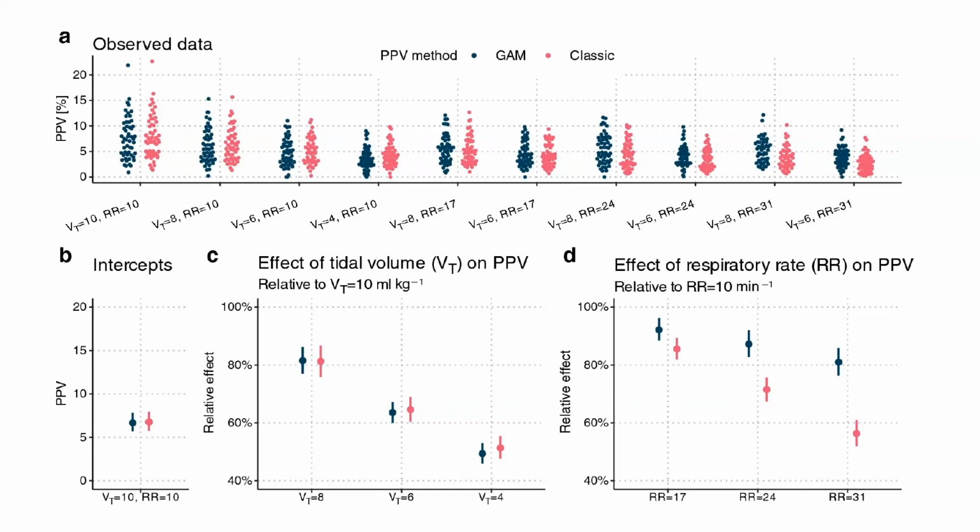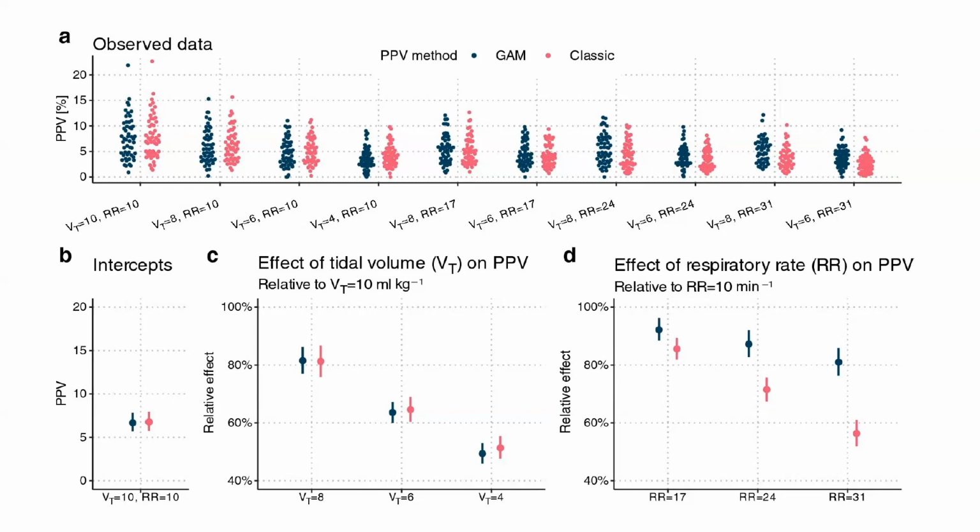So essentially what we concluded with this study is that the problem with using low heart rate to respiratory rate seems to be mostly a methodological problem, with the technique used to measure pulse pressure variation, and not a physiological problem due to some interaction between respiration and heart rate, because we do not see the same drop in pulse pressure variation with the generalized additive model approach.